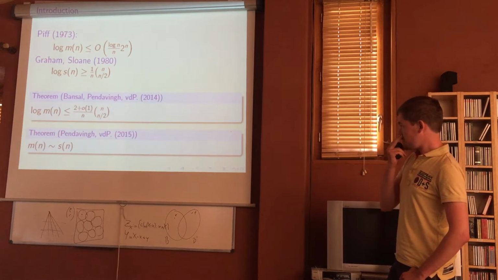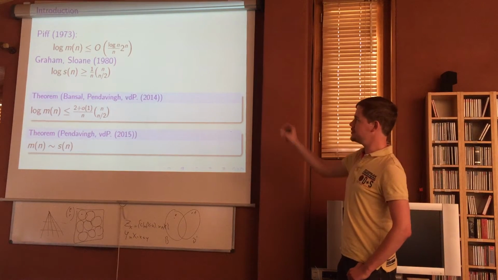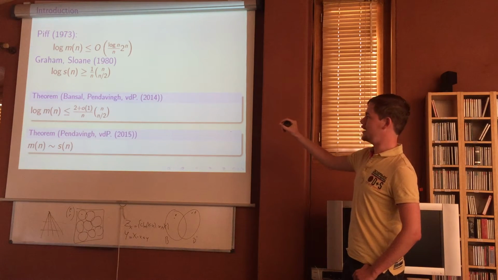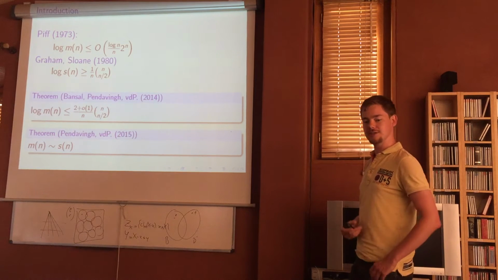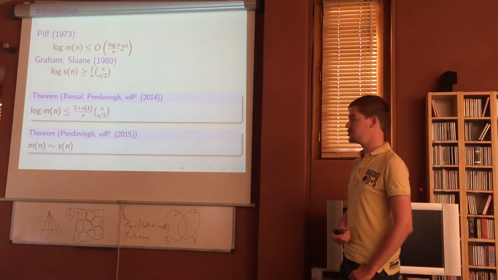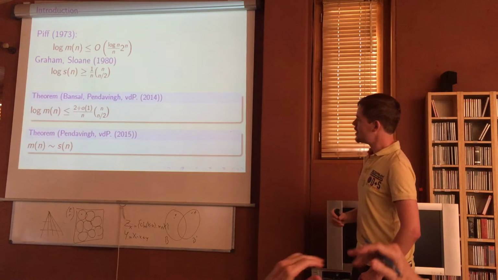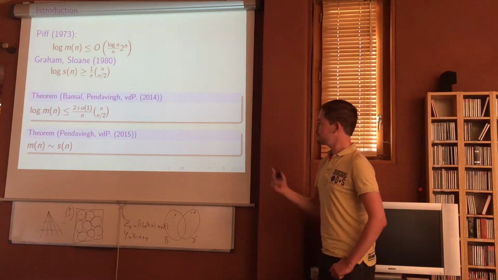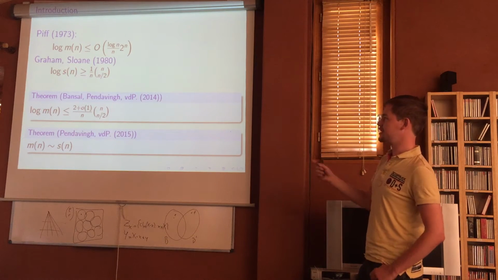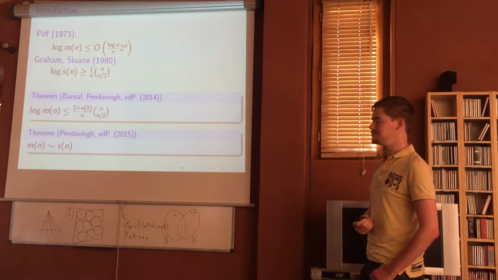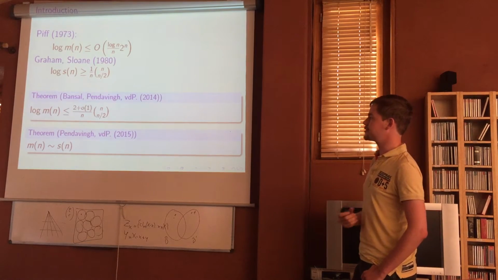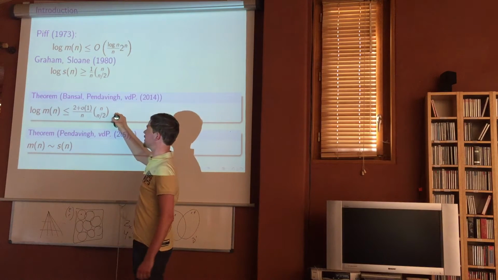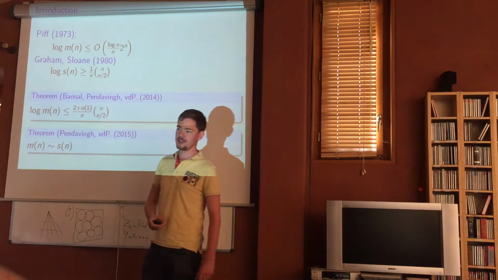So just to kick it off, I copied some of the bounds from Rudy's slide. There's Piff's upper bound, and there's the Graham and Sloan lower bound, using the construction in the Johnson graph. Now I want to talk about these two theorems. The first one says that we can improve this extra log n factor to a factor 2. So basically what it says is that our upper bound is within a factor 2 of the lower bound due to Graham and Sloan.